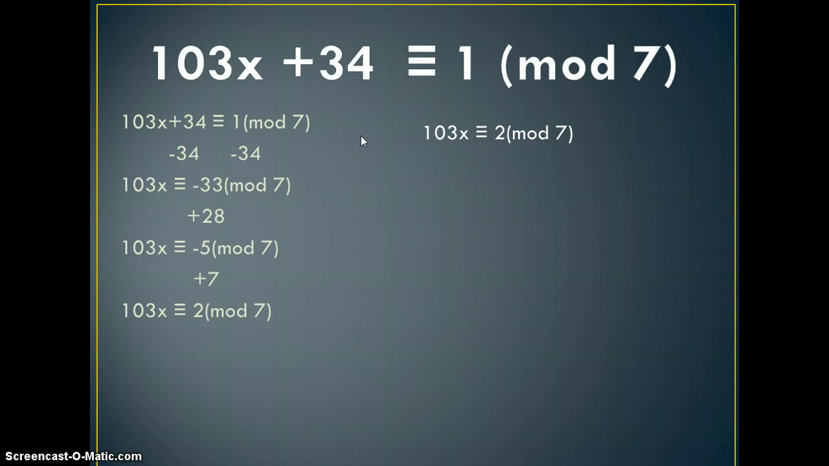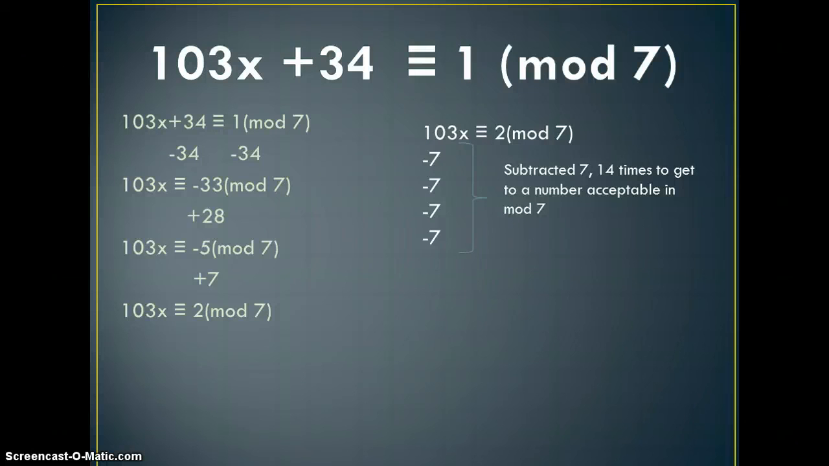So the other way you can always do the problem is to subtract 7 as many times as needed to get down to a number that's acceptable in mod 7. We subtracted 7 14 times to get a number that's acceptable in mod 7. That gives us 5x is congruent to 2 mod 7.